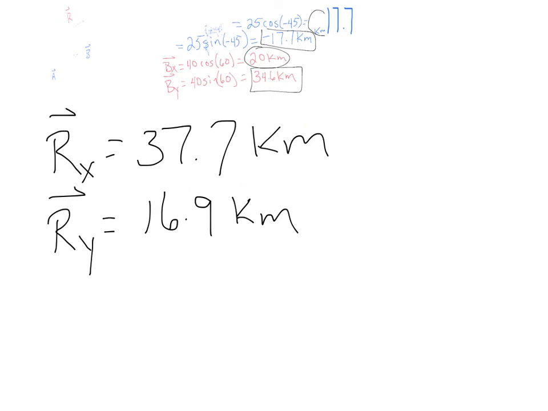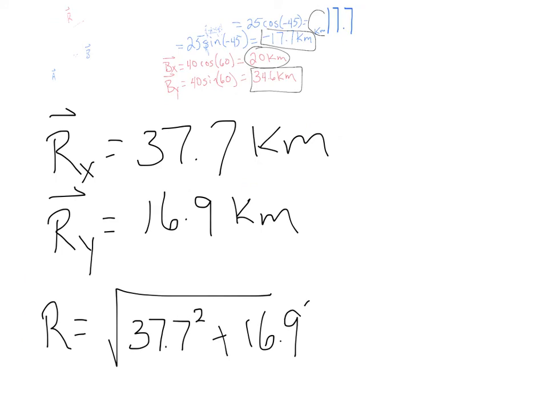Now, how do we find the resultant? Well, we find the resultant by taking these two numbers squared, adding them together, and taking the square root. And so that gives us about 41.3 kilometers. So this is the magnitude of our resultant.